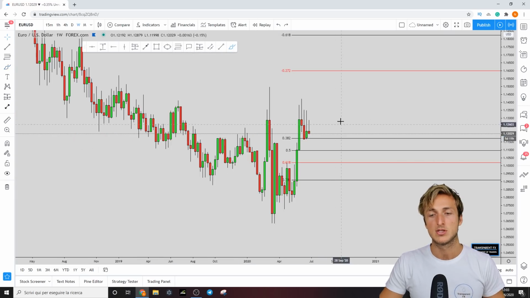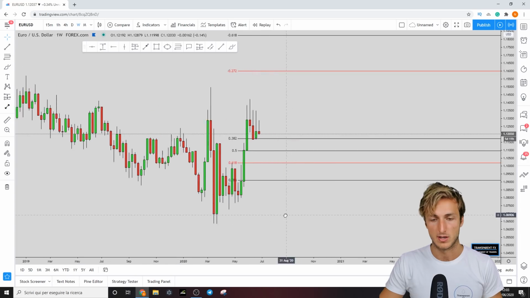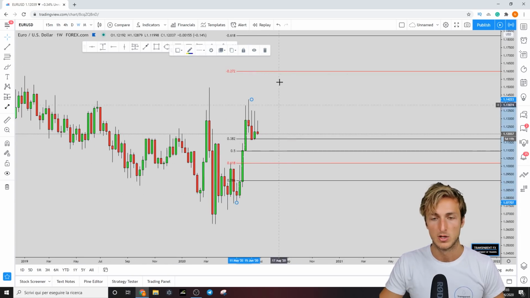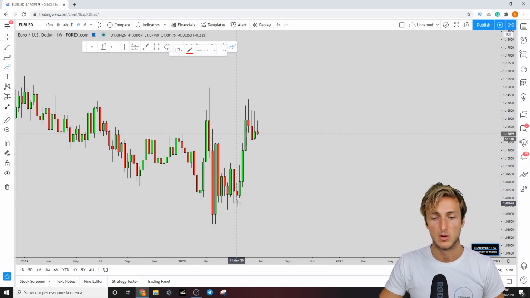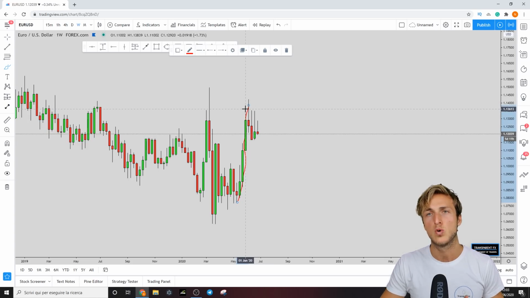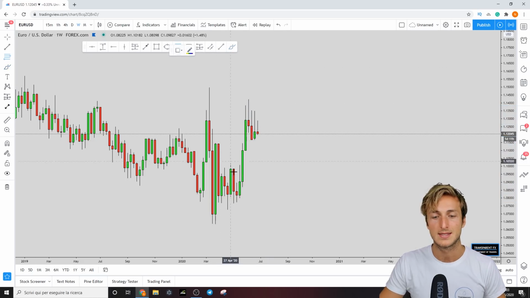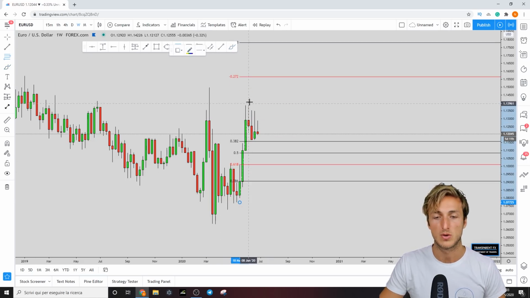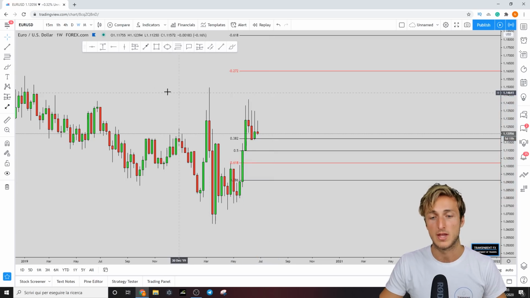Why? Because if you have an impulse in the market, like the one that we have here, so an impulse from the low to the high, and you want information on the retracement from that impulse, what you're supposed to be doing is taking your Fibonacci from the low to the high of that impulse.